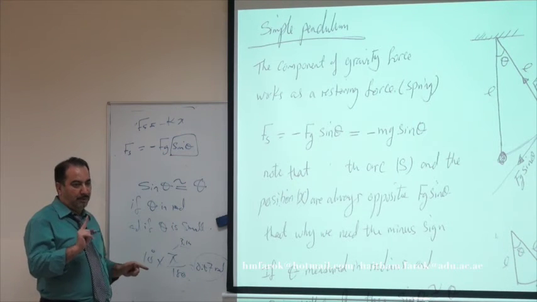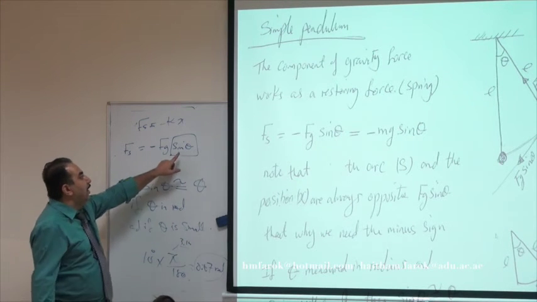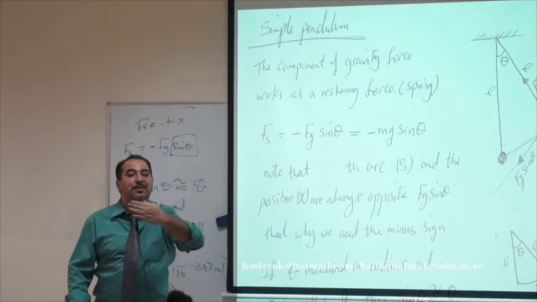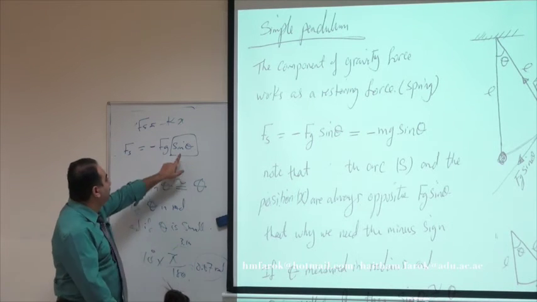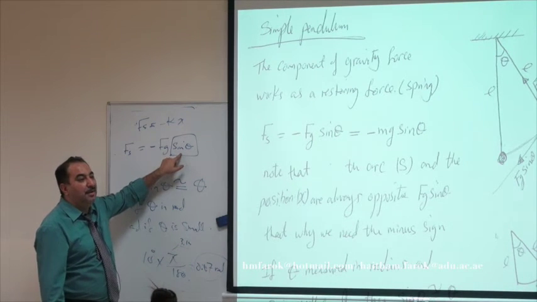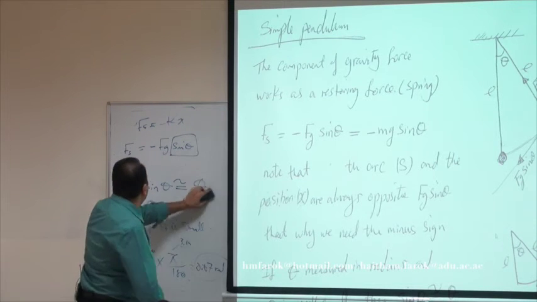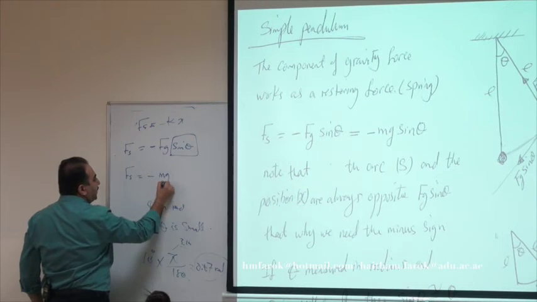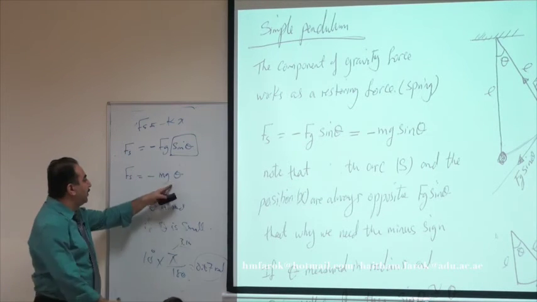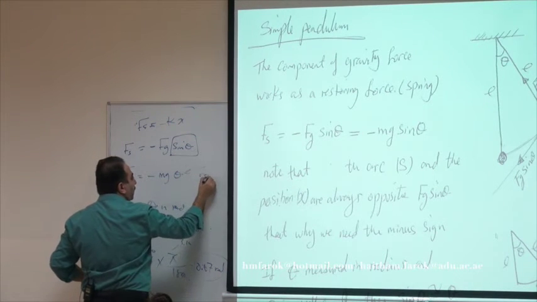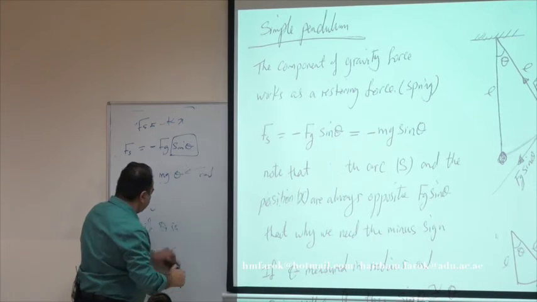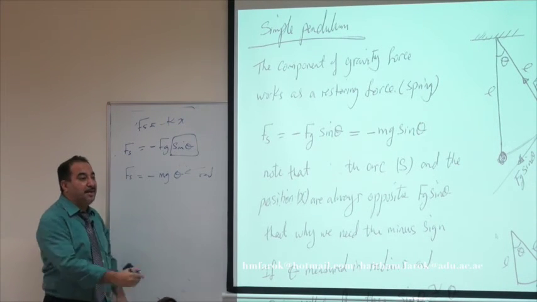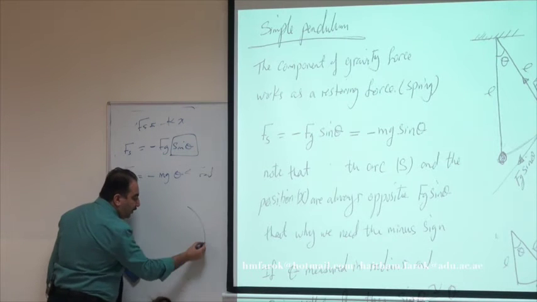Sine theta equal theta? But what's the condition? Radian, and small. So now, if I choose the angle of the pendulum small, can I replace sine theta by theta? Allowed? Okay, so now I say this is Fs equal minus mg theta. But remember, theta here isn't rad. What else now? Theta in radian is defined this way.